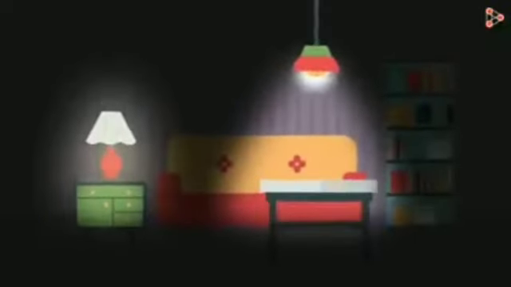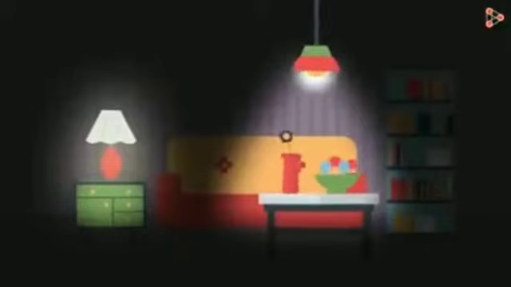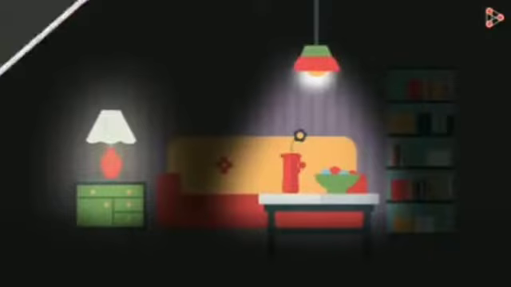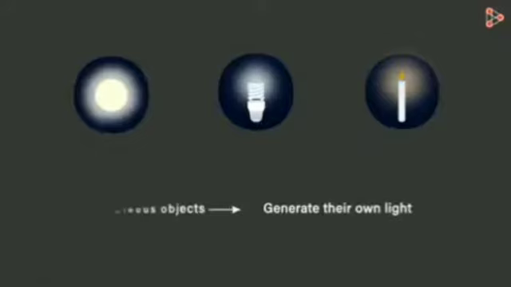Dear students, in the previous video, we learnt about introduction to light. We see the objects because the light reflects from them. Some objects like the sun, fluorescent bulb and the candle emit their own light, which have the capacity to generate their own light. Such kinds of objects are called luminous objects.